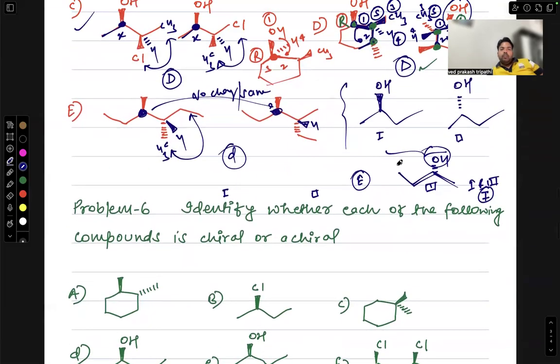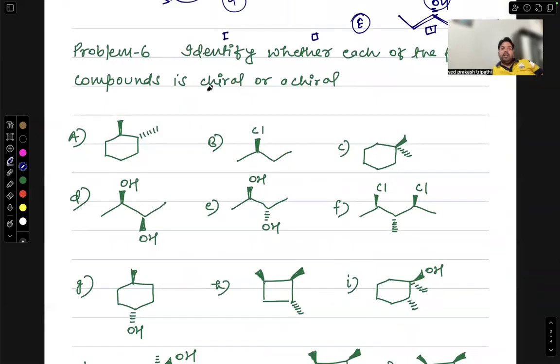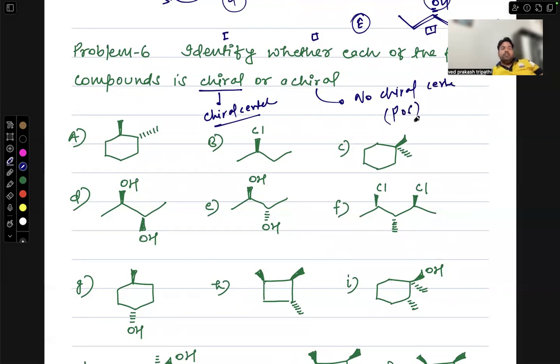Identify whether each of the following compounds is chiral or achiral. So let me tell you one thing. Chiral means anyone having a chiral center, and achiral means no chiral center and a plane of symmetry. Okay. And one more thing I would like to tell you, whenever any compound has exactly one chiral center, and look at my language, exactly one chiral center, only one chiral center, then it would always be chiral and optically active. Generally, chirals are optically active and achirals are optically inactive.